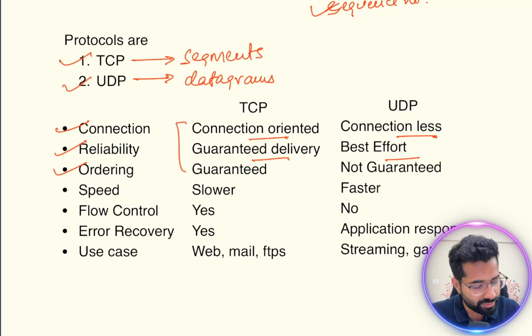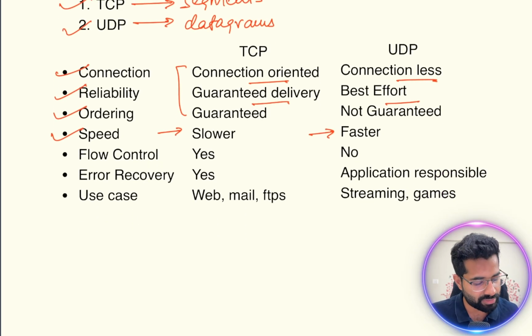Now because of this connection metadata that is saved in TCP, as well as the guaranteed delivery and the guaranteed ordering, the speed becomes slower in TCP, whereas the UDP speed is fast. Okay, because of these very reasons.